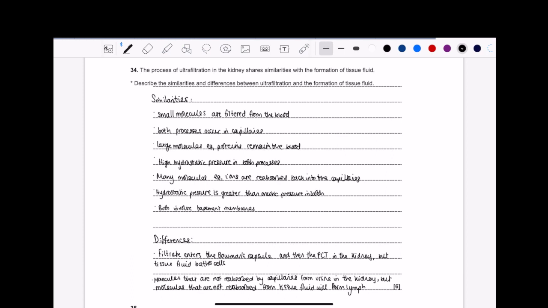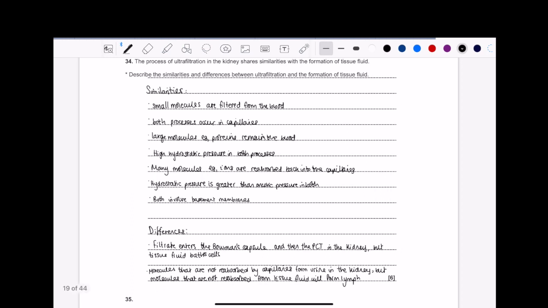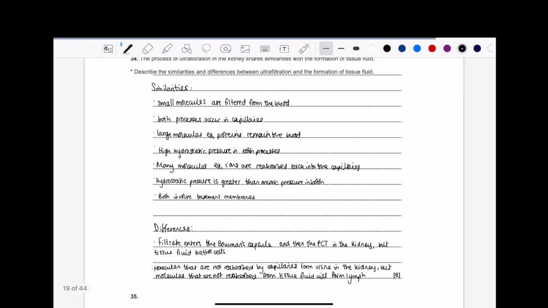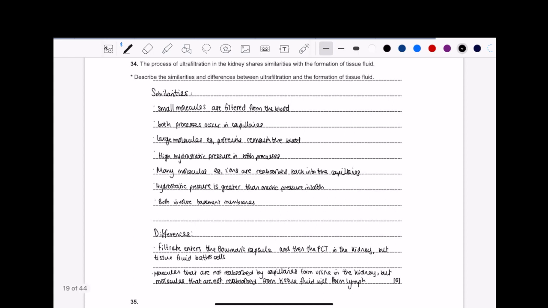Next points are large molecules, for example, proteins, are not filtered, and both involve high hydrostatic pressure. You always want to talk about pressure here. They both involve basement membranes. Just state all the obvious points, right?